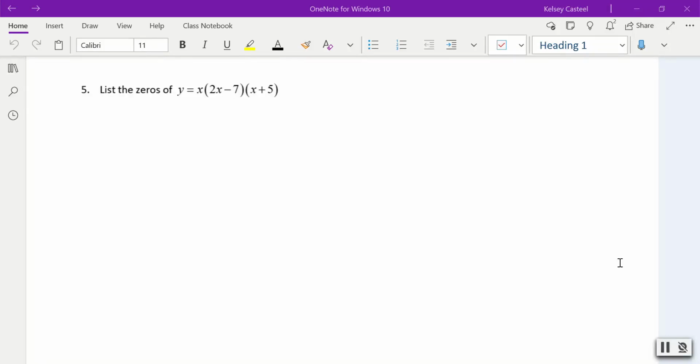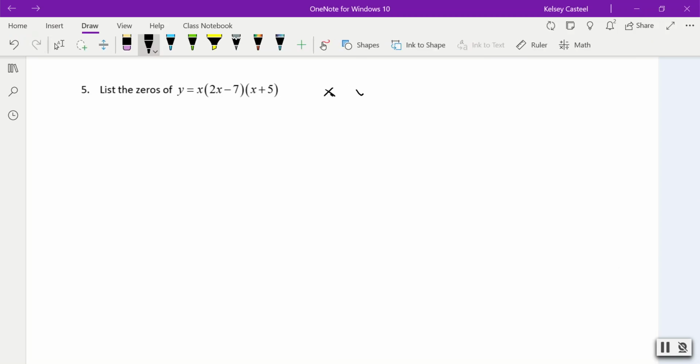In this example, we wish to list the zeros of the equation y equals x times (2x minus 7) times (x plus 5). First of all, what do we mean by zeros? Zeros of a function are the x values that make the function value 0.